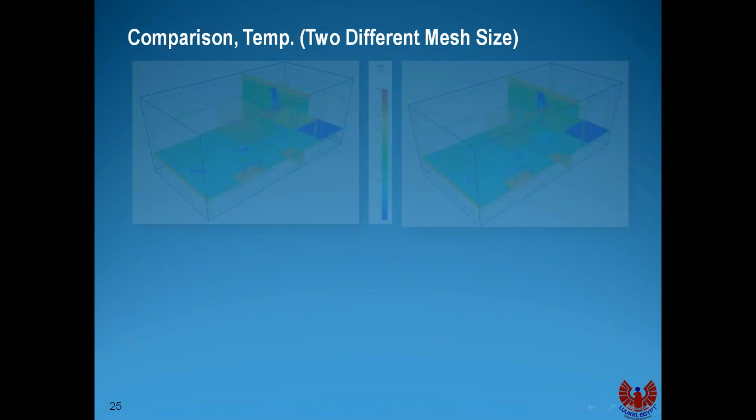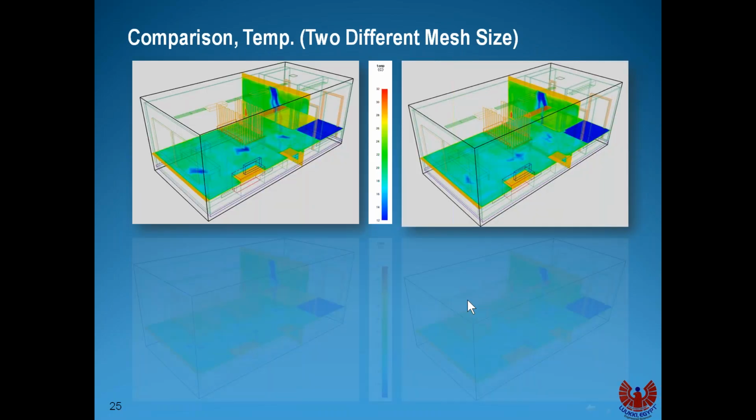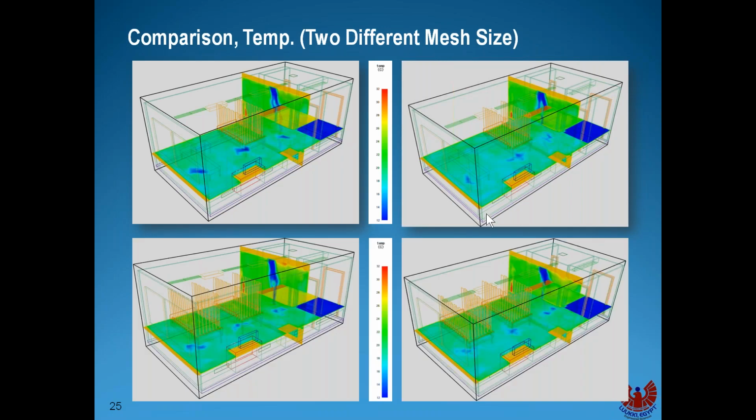You can see also the effect of the mesh size for the temperature, the same. You can see also here for the 2 bedrooms. This means that it is not enough for us to construct a geometry in very good shape and include all the details.